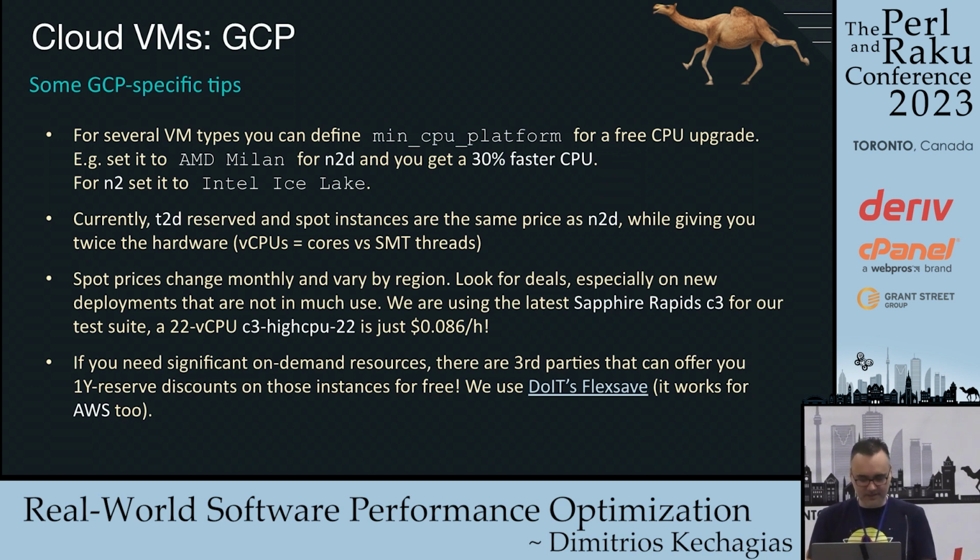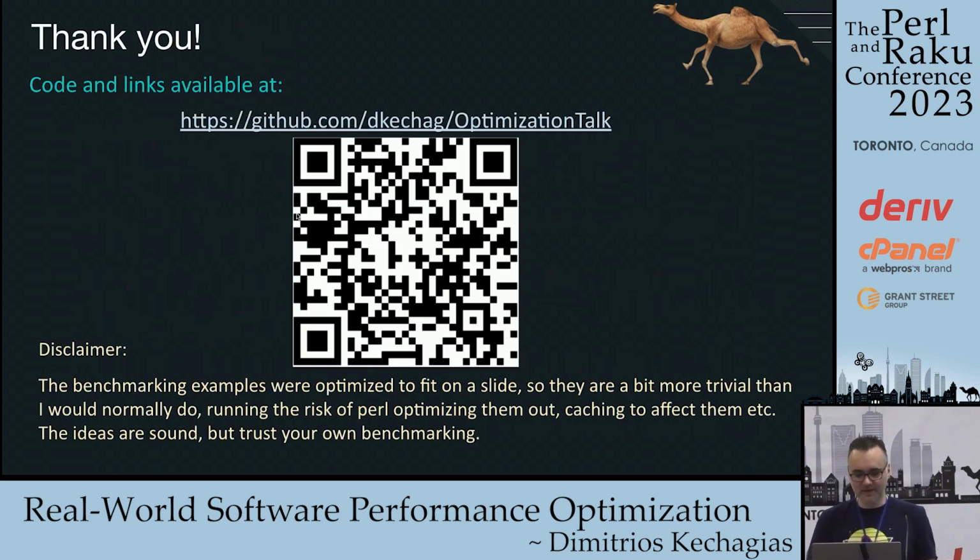And finally, if you need significant on-demand resources, you can use a third party that can give you reserved pricing on them, because they have a deal with GCP with 3-year commitments and they give you the price for 1 year, but for free for on-demand instances. We're using Doit's FlexSave for that. Saves a lot of money.